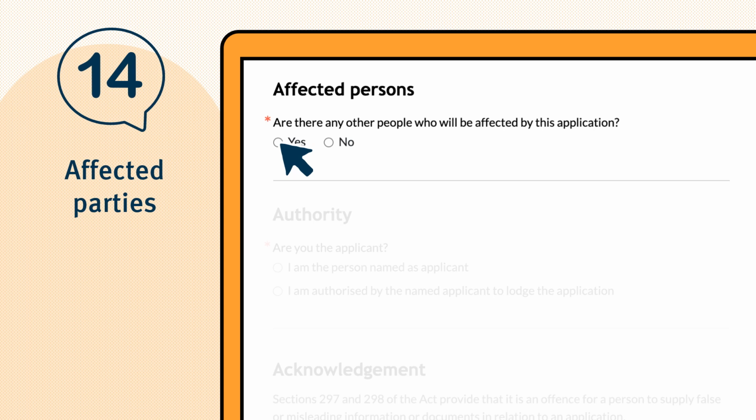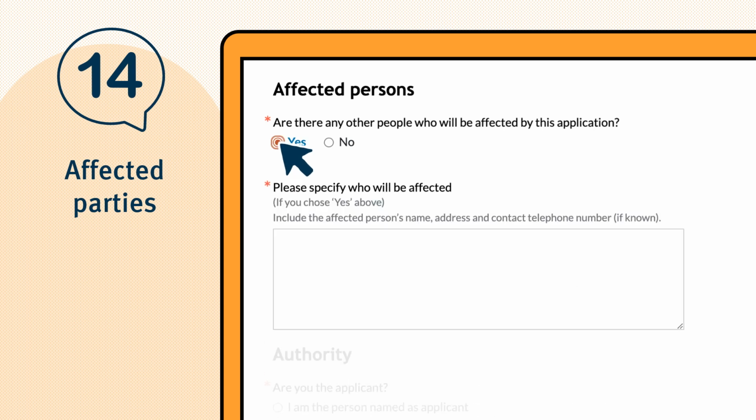Affected parties are all persons impacted by the order that you are seeking. List all names and contact details here. If a group of people, such as all owners, are affected, you can write all owners without providing individual details.